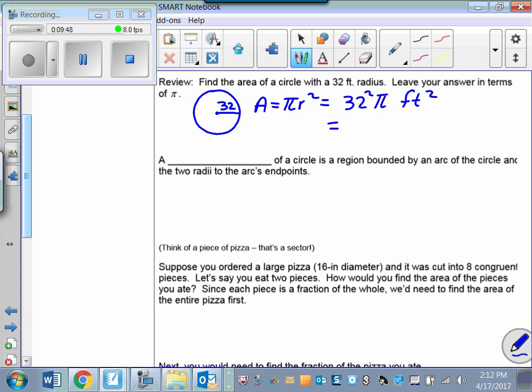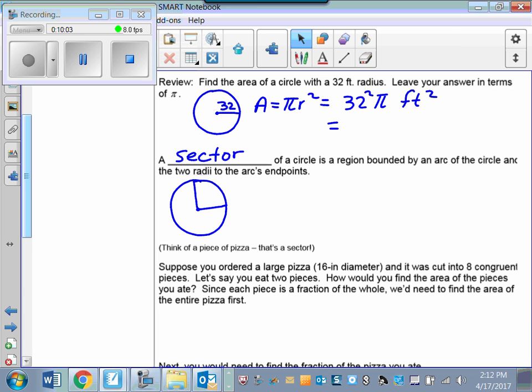What we're really interested in is a sector of a circle. Okay, and here's what a sector of a circle looks like. So if I start at the center, and this is an arc here, right? We know this is an arc.